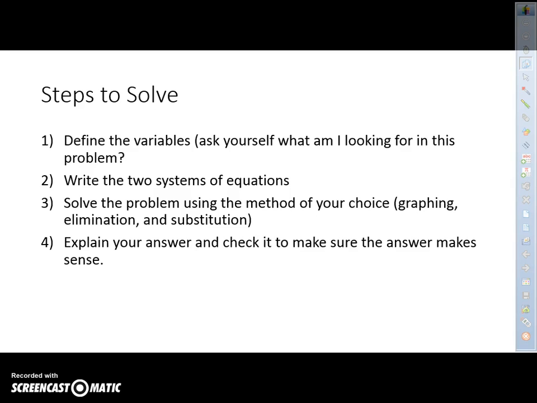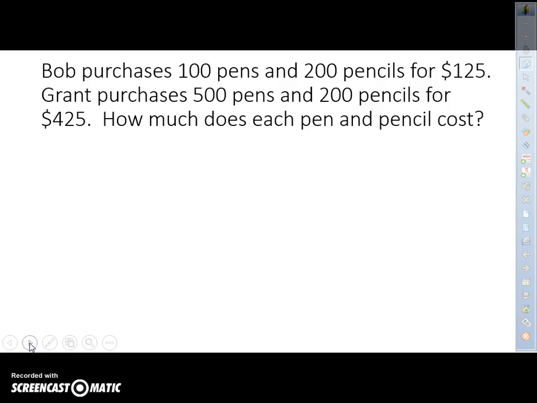And then the last step is for you to explain your answer and check it to make sure the answer makes sense. That checking part is really important with the applications because we want to make sure that it applies to whatever real-world situation that we have put into this question. So let's look at a couple of examples here.